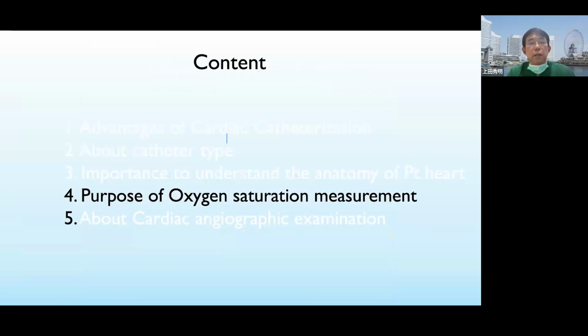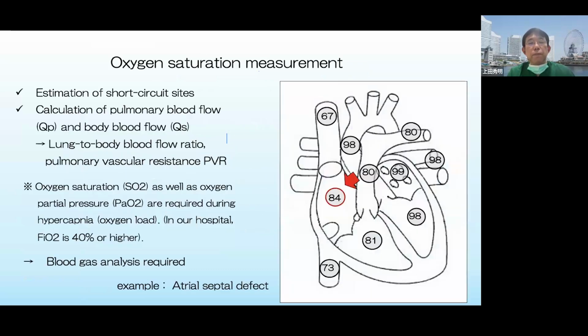So the next thing is the purpose of the oxygen saturation measurement. Why should we do this? This is a sample of ASD cases. Let's look at the illustration. The LA saturation should be near 100 because the pulmonary vein flow will just enter inside the LA. And because of the interatrial communication, it will enter into the RA, which means that there should be a step up.